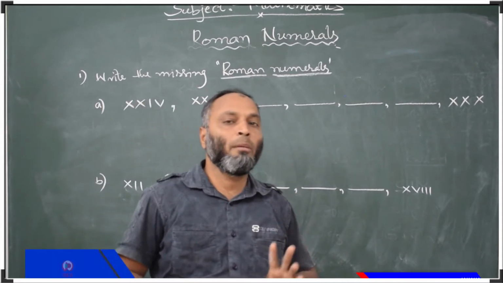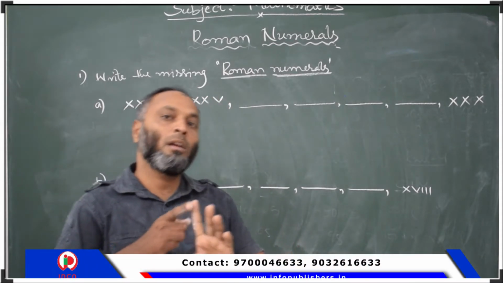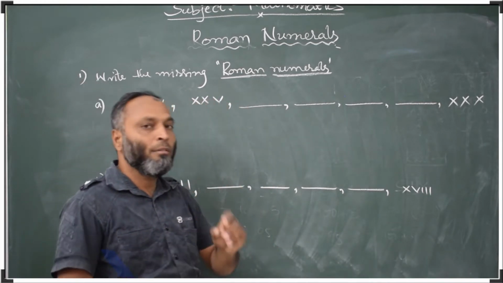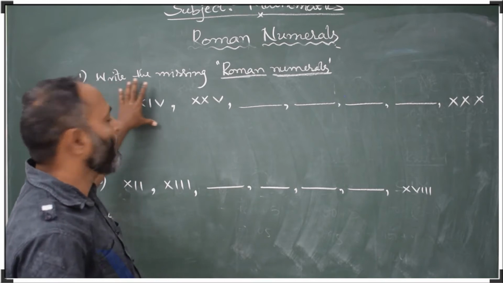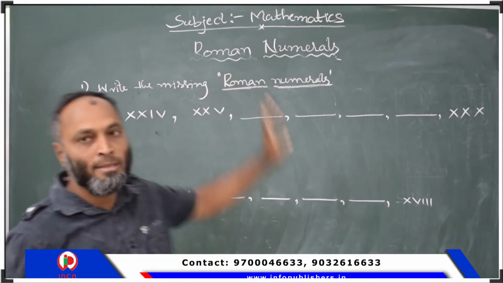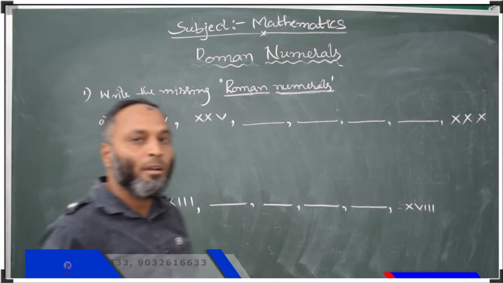So before, we completed 4 rules in our Roman numerals. So on the basis of 4 rules, now we are going to solve our problems. The first one: write the missing Roman numerals.